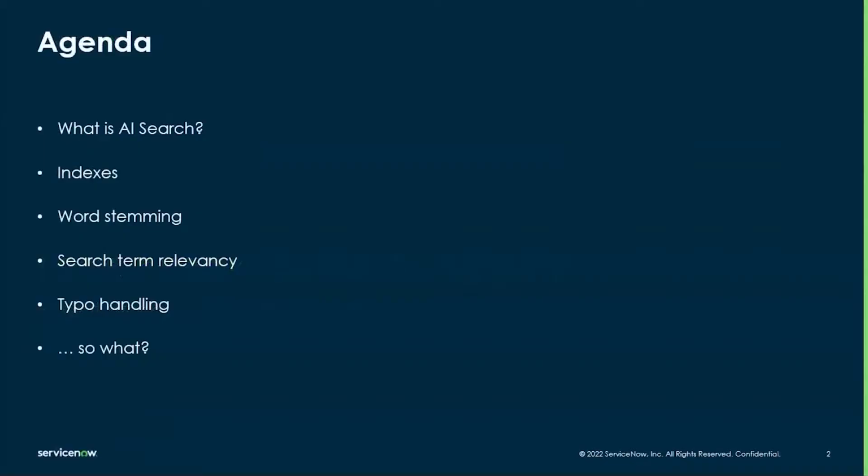So the agenda is this. We're going to quickly look at what AI search is, and then we're going to learn about indexes, something called word stemming, and search term relevancy, how to make your search relevant. Then we're going to look into how AI search deals with typos, and in the end, look at how this matters. Why do we need to know these things to work with AI search?